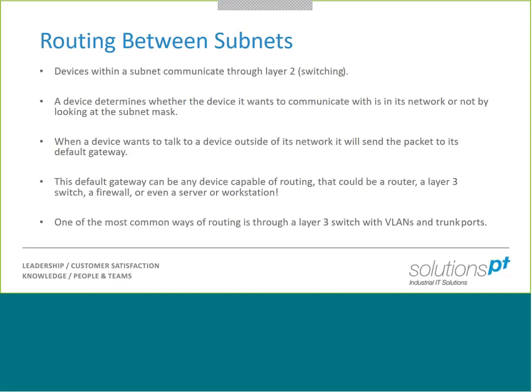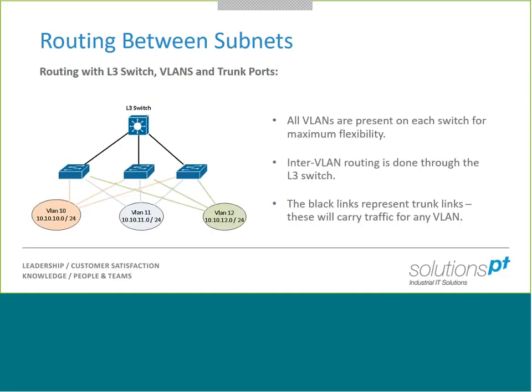Having said that, the most common way and probably the most flexible approach to routing between subnets would be to use a layer 3 switch with VLANs and trunk ports. We'll have a little look at that here. So we've got this little diagram where we've basically got a layer 3 switch at the top. We've got 3 switches underneath, layer 2 switches, just standard managed switches. And then we've got these virtual LANs underneath in these bubbles. So we've got VLAN 10, VLAN 11, and VLAN 12.